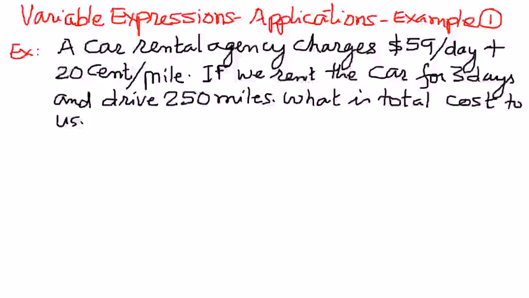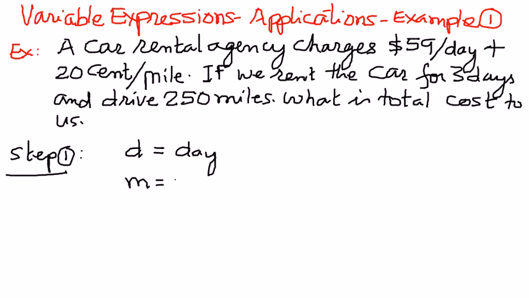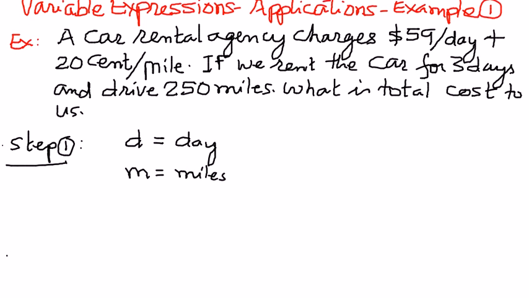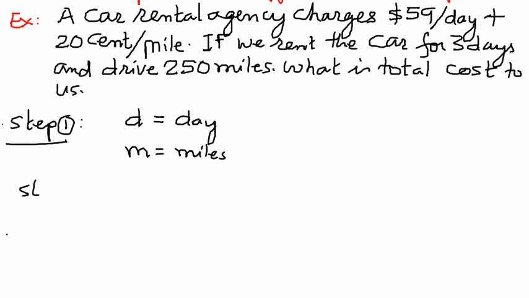So let us try to understand this with these different steps. Let D represent the number of days we have rented, and let M represent the number of miles we're going to drive the car. In step number 2, we will write that equation down.